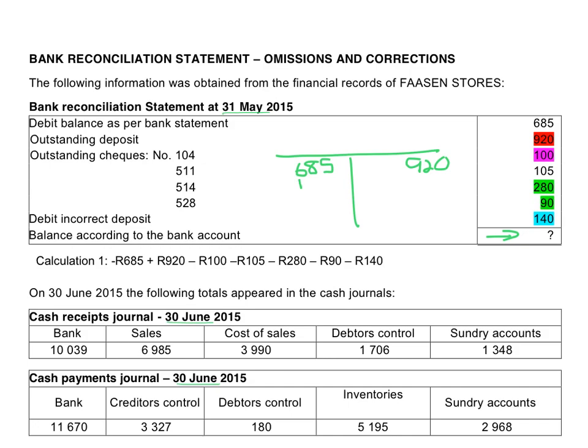Then there's outstanding checks 100, 105, 280, and 90. And then there's incorrect deposit that must be debited. So it means the 140 must also be on the debit side. Then I will add and subtract the two totals from each other to determine what is the closing balance. And that will be the balance that we will start in our bank account at the beginning of May.